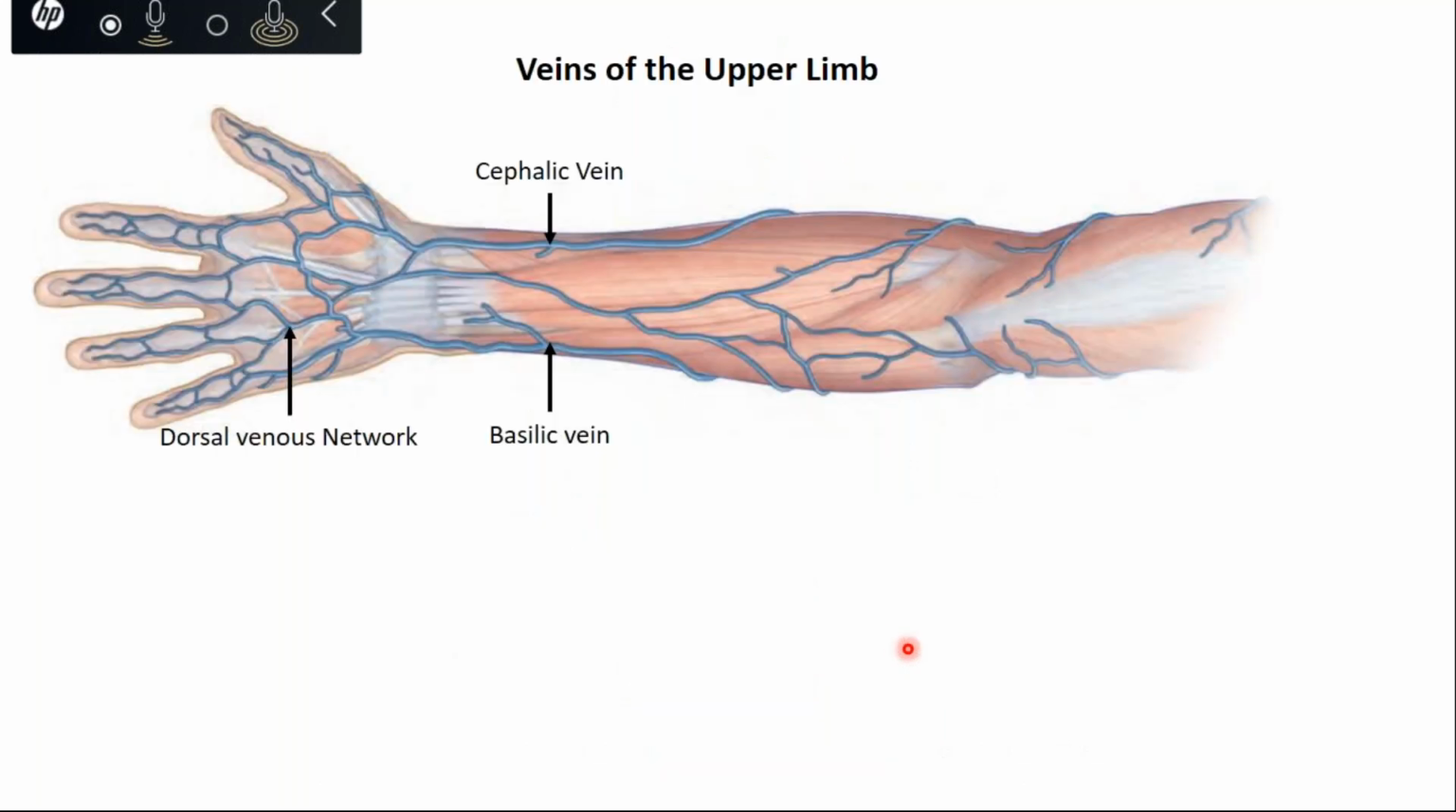This is yet another picture showing the distribution of the superficial veins. The dorsal digital veins, you can see, all unite together to form the metacarpal veins. This is called the dorsal venous network. Then this dorsal venous network finally joins laterally to form the cephalic vein, and medially they form the basilic vein. And they run up proximally.